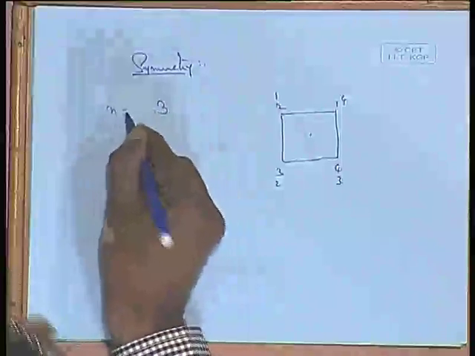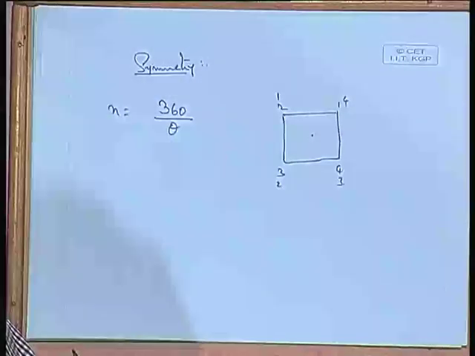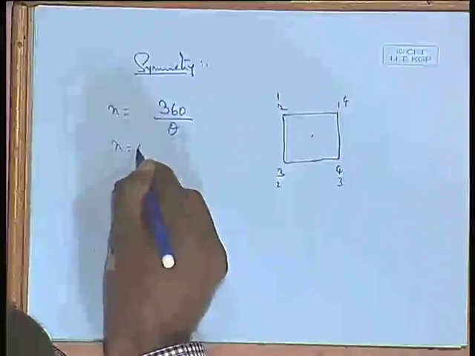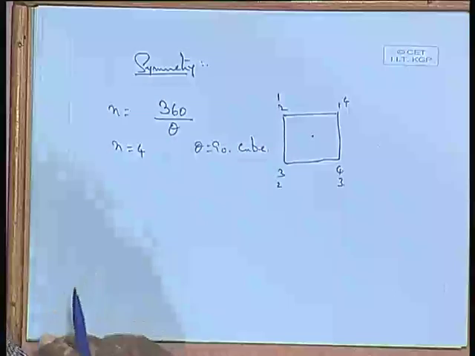Now, what is the order of this rotational symmetry? We define it as n-fold symmetry, which is nothing but 360 degrees divided by theta, the angle with which you rotate. For a square, because theta equals 90 degrees, n becomes equal to 4. So, we say that a square has a four-fold symmetry. What is the symmetry of a rectangle? It has a two-fold symmetry, it does not have a four-fold symmetry.